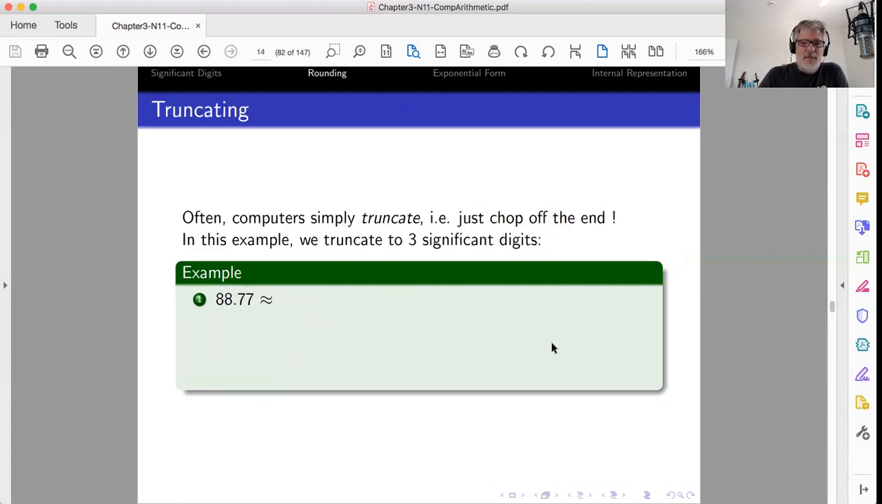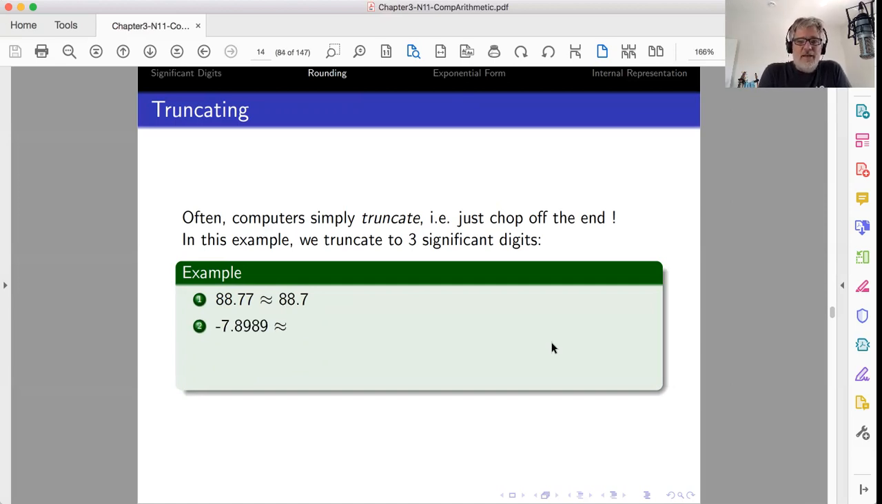Okay. Now, truncating, where I'm going to finish with this. Sometimes rather than rounding, you just truncate. You just drop the digits without doing anything else. That's the simplest way that you can fit your numbers, right? So here, let's say we're asked to truncate to 3 significant digits, okay? So you just pick out 3 significant digits and drop everything else. So 88.77, everything is significant. So you just drop the last 7, that's it.